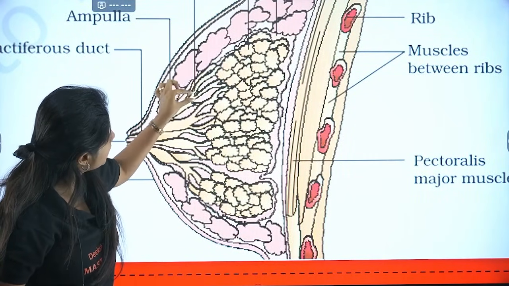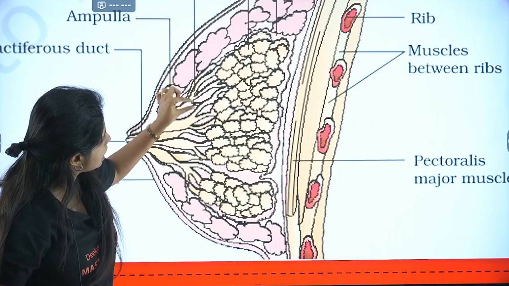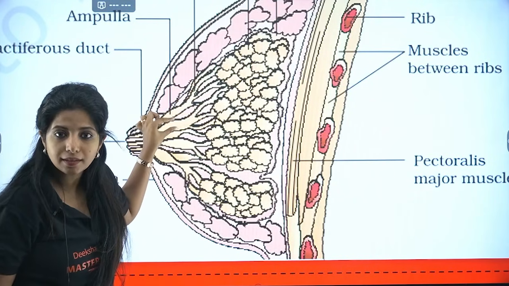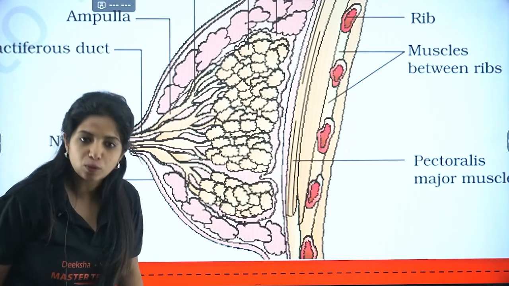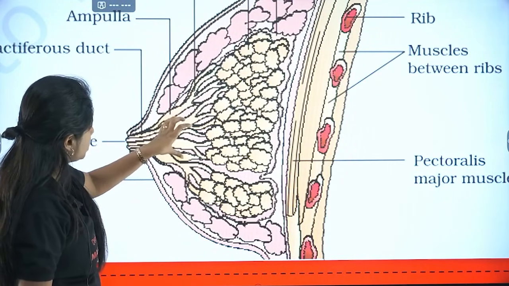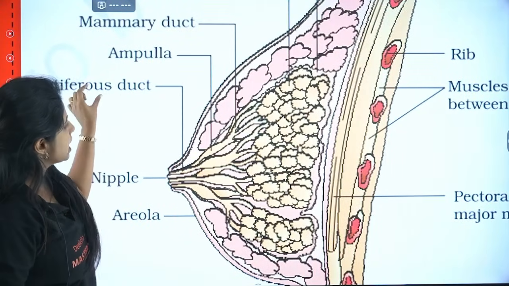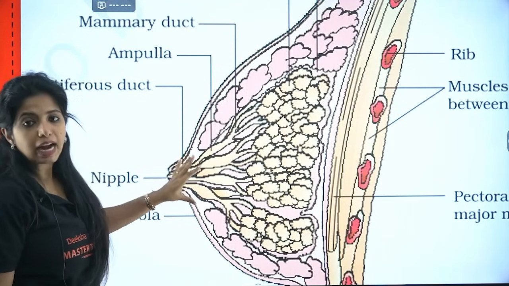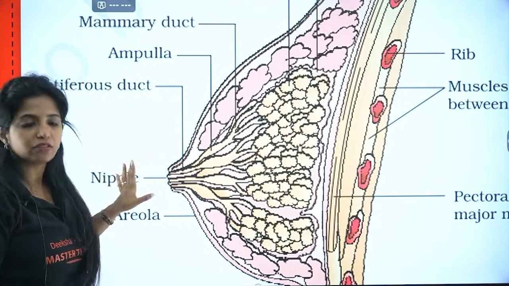Now if you see, multiple ducts are there. This is duct, this is duct, this is duct, this is duct. All of them are opening up into something. What is this? This is known as ampulla. And ampulla, my dear children, all of them are going to open up over here. This is known as lactiferous duct. You will be getting at the end lactiferous duct. And lactiferous duct will be ending up in the nipple region.